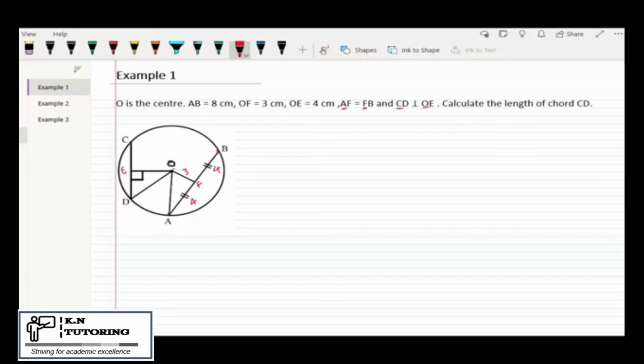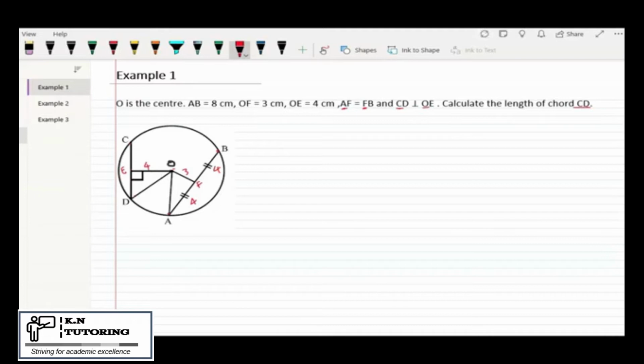OE, so this is 90 degrees. It's telling me that OE is equal to 4. Very important. And it says calculate the chord CD. So I must calculate CD. For me to get CD, there's a couple of things that I need to do first. So this is where I'm going to start. I'm going to say, okay, Mr. Examiner, this is how I go about my calculations.